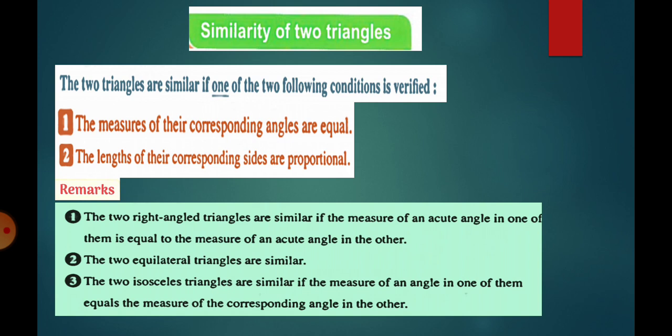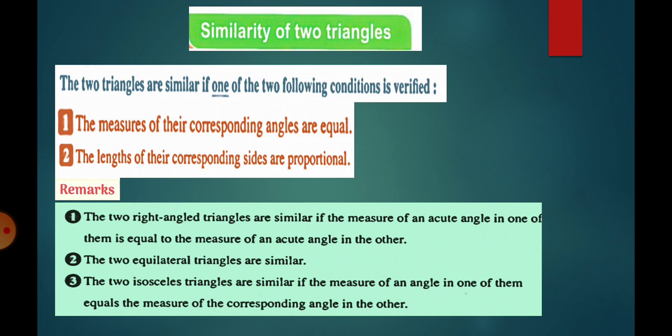The two equilateral triangles are similar. Equilateral triangle, it's a regular polygon. We know all regular polygons with the same number of sides are similar. All equilateral triangles are similar. All squares are similar. All regular hexagons are similar. Then all equilateral triangles are similar.